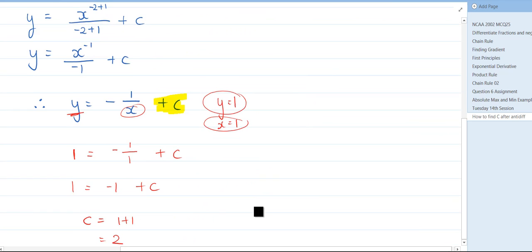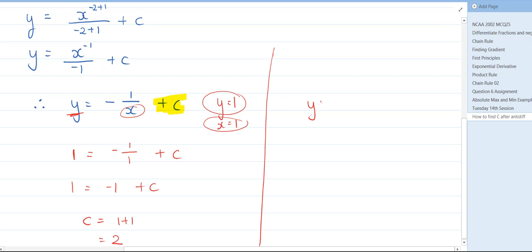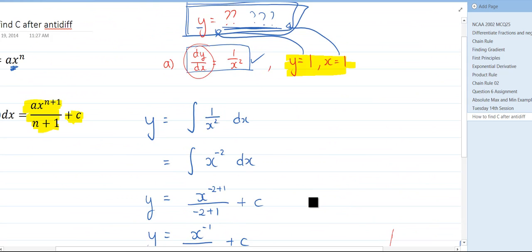What does that tell me? That just tells me that the equation y is equal to negative 1 on x plus c, which in this case is plus 2. So this is my original function. If I found the derivative of this, dy dx should equal negative 1 on x squared. Again, you can try that yourself using the power rule as well. But that's what you're really doing for the next part.